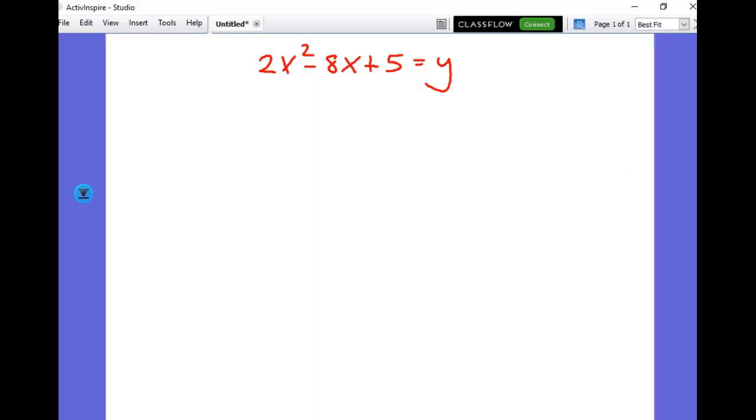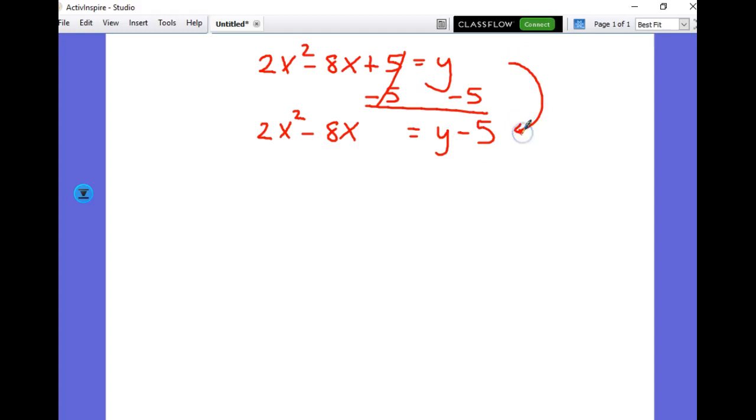Okay, the first thing that you're going to do is you're going to move this 5 over to the other side. Like that. That's the first step. So we'll say move the C. So remember when I was talking about this being in standard form, this would be like the A, this would be the B, and this would be the C. We're moving the C term over.